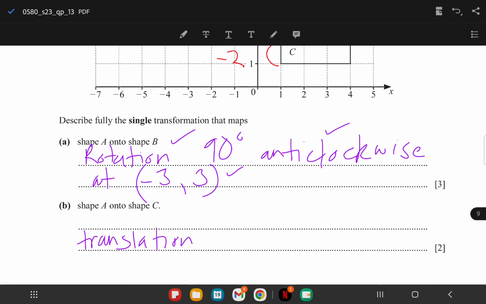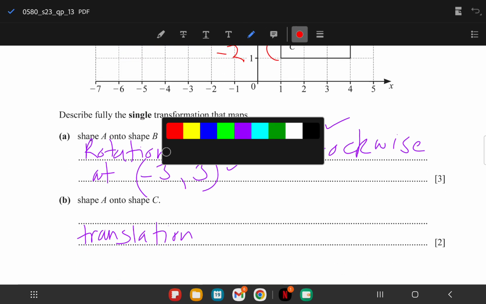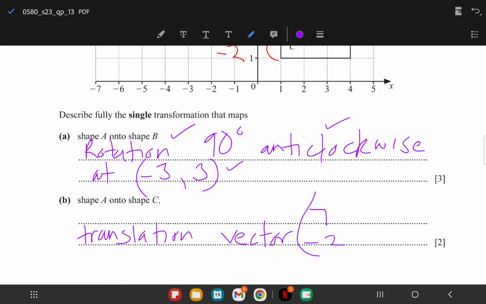This means that my answer is a translation with vector (7, -2), like that. Remember, we write our vectors as columns, the x value on top and the y value at the bottom.